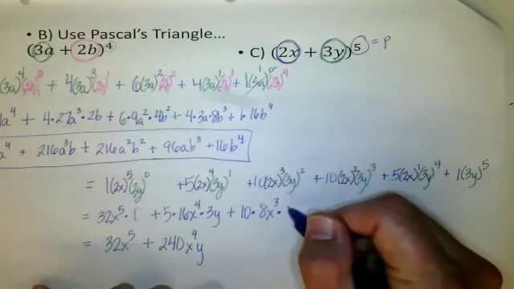Five times 2x times, what is 3y quantity to the fourth? 81y to the fourth. Very good. I guess that'd be 5 times 2 is 10 times 81. 810. Now what's 3y quantity to the fifth? 3 to the fifth? Very good. 243. So 243y to the fifth.